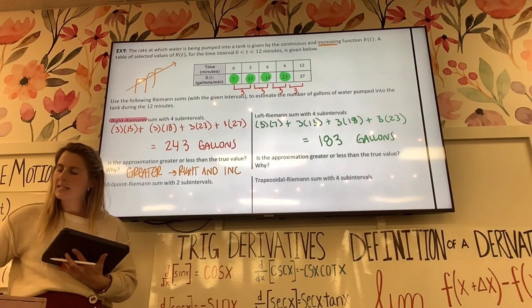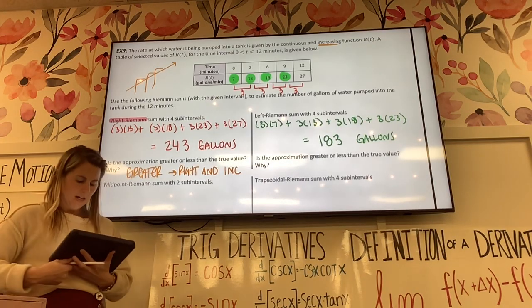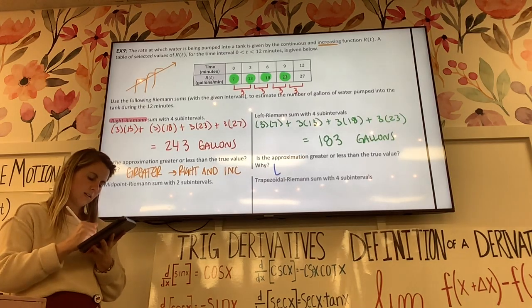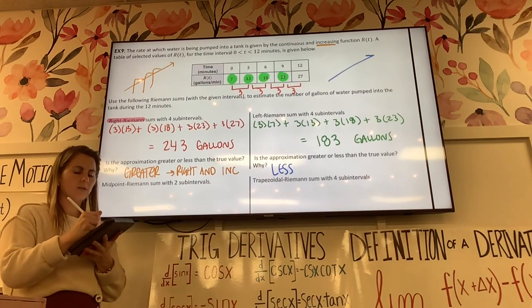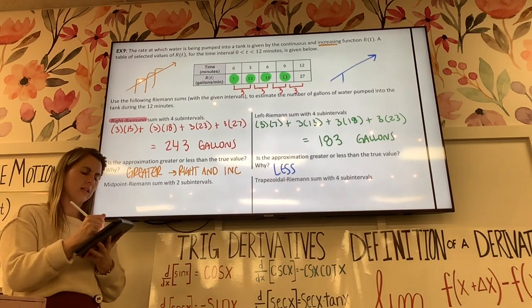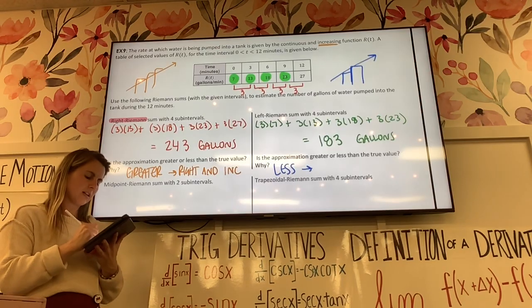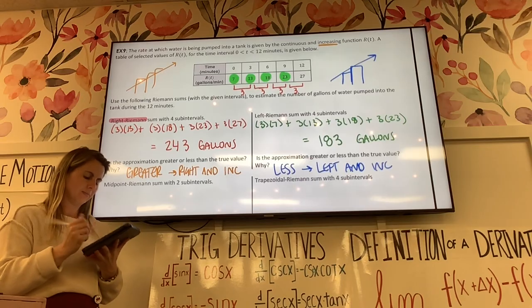All right, and is this an over or an under? Under. It's an under or a less approximation because if you drew a picture, you're increasing and you're using left endpoints. So if you kind of drew it out, you would see that you're under. For your reasoning, you would just say left and increasing.